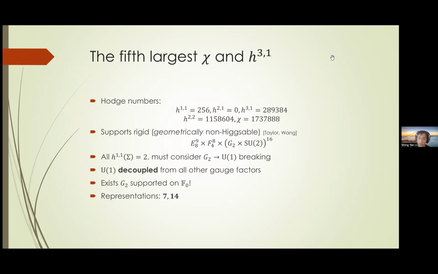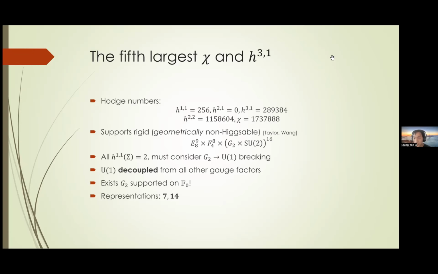This geometry is known to have many rigid gauge group factors, or geometrically non-Higgsable factors. Those are gauge factors that are independent of moduli. So given the geometry, you already automatically get these gauge factors. We call them geometrically non-Higgsable, but they are not really non-Higgsable, because we are going to break them by fluxes. Another thing is that all the gauge divisors that support these gauge factors have h11 equal to 2. So at most, we can decrease the rank of the gauge group by 1.